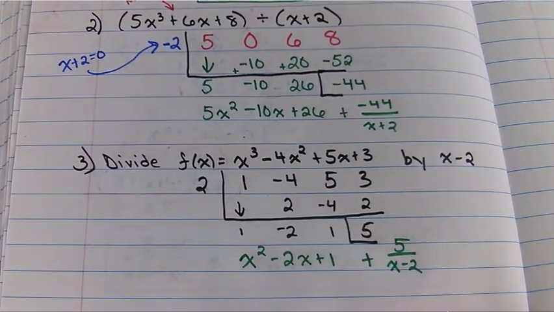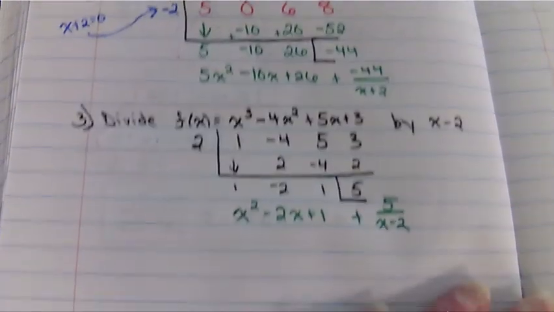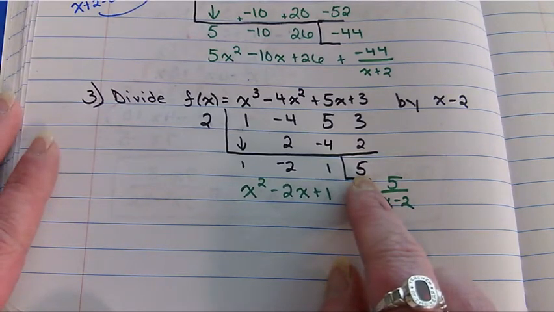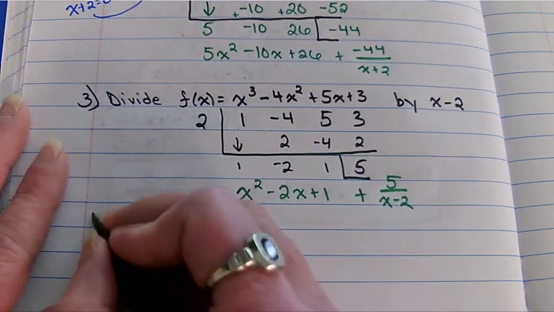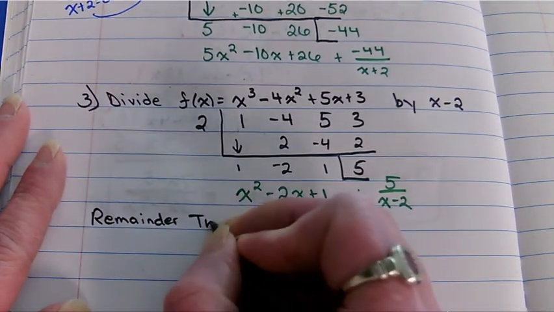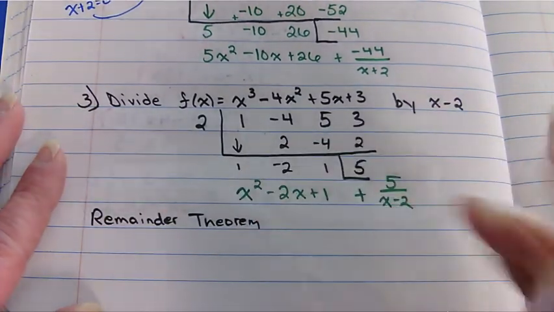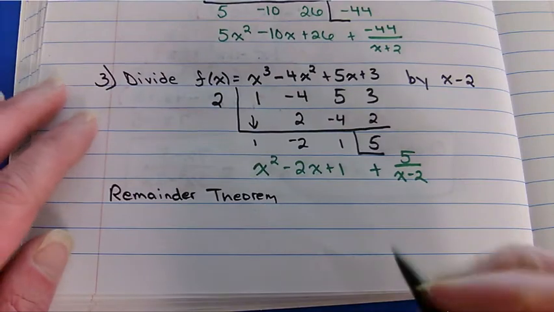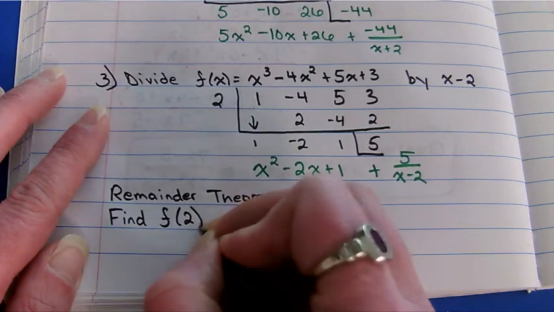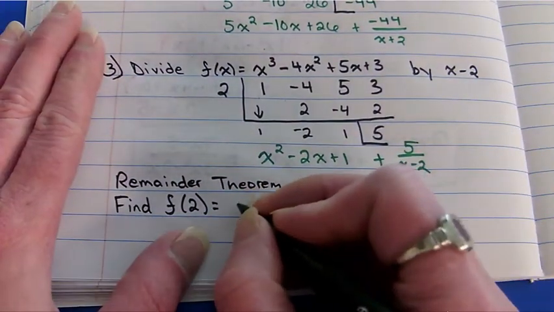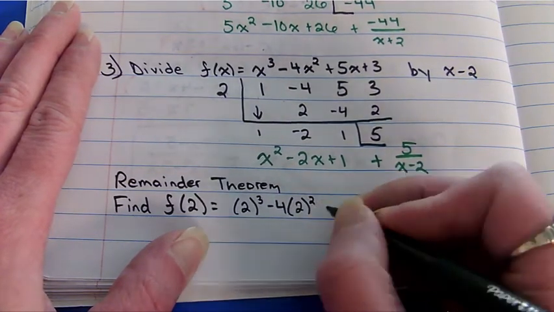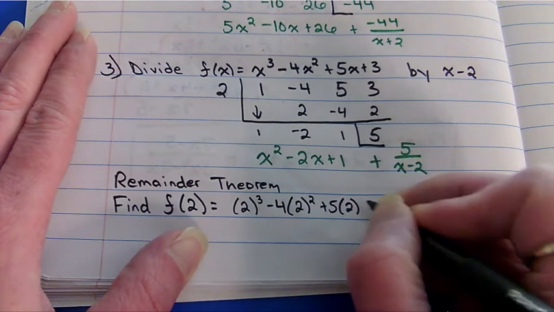Now, there's something really interesting that I want to share, and it's called the remainder theorem. There's something super special about this remainder. So let's take that same function, x cubed minus 4x squared plus 5x plus 3, and let's say I wanted to find f of 2. In other words, plug 2 in for all the x's. I'd get 2 cubed minus 4 times 2 squared plus 5 times 2 plus 3.